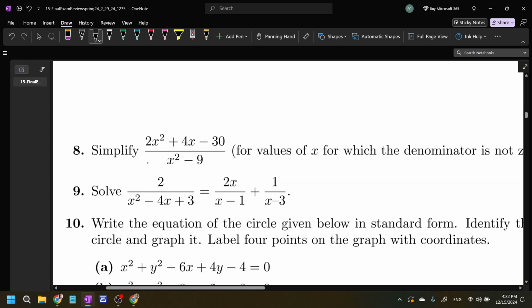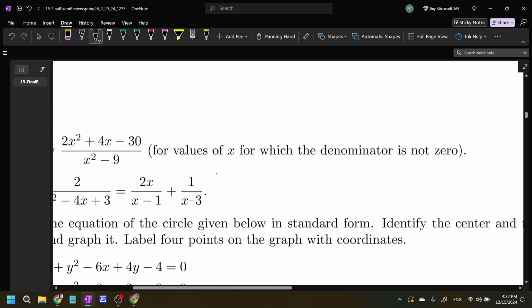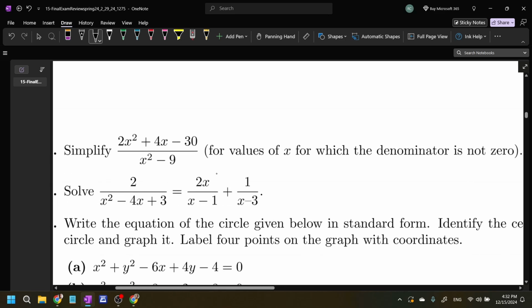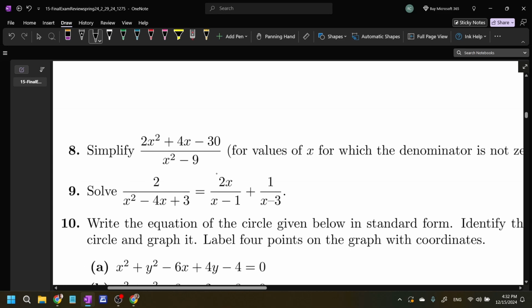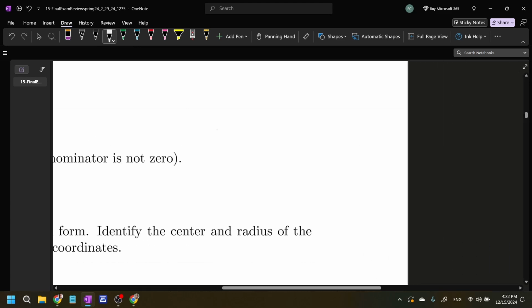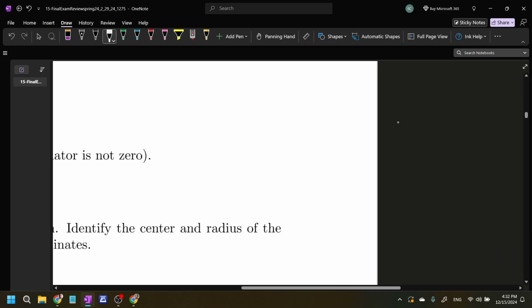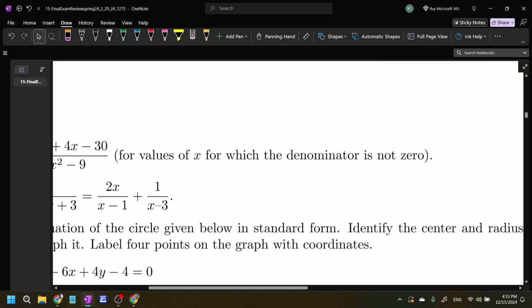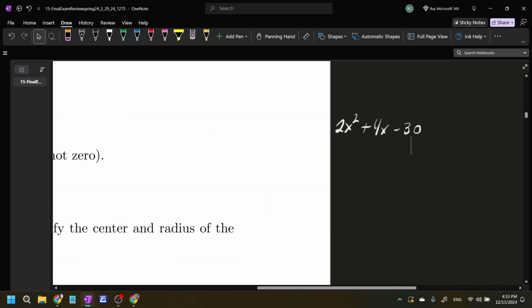Okay, simplify this for values for which the denominator is not 0. Okay, they don't put a lot of space in between these questions. So if you don't mind, I'm going to rewrite this question off to the side and solve it in white. So 2x squared plus 4x minus 30 divided by x squared minus 9.